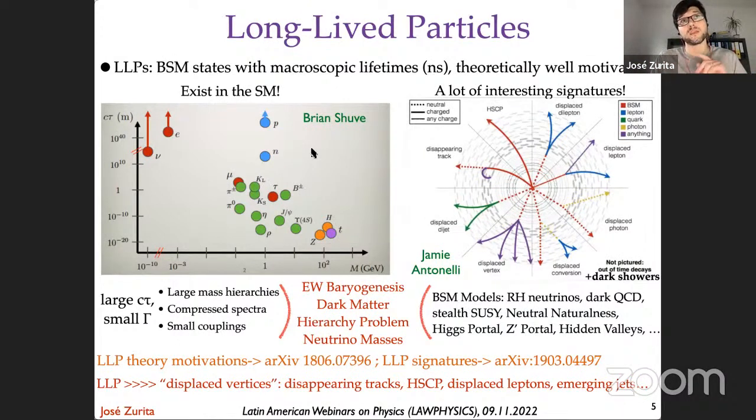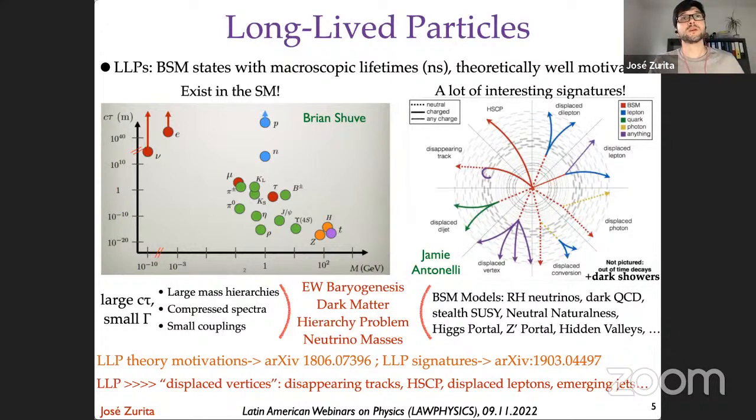And it's important that I say BSM, new physics, because if you look at the diagram on the left, which I am hopefully pointing at with my pointer, you can see the lifetime in meters on the y-axis versus the mass of the standard model states, not only fundamental but also composite particles like the B mesons, the kaons, the pions, etc. And you see that the standard model alone spans a very large range of lifetimes. And there are very good reasons for that. There are theoretical mechanisms that make these particles long-lived. But we want to look for particles that are not the ones that we know of.